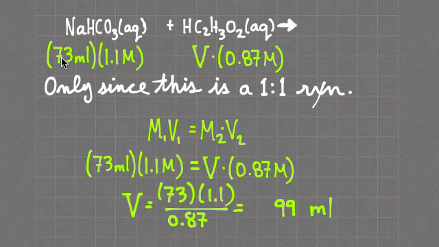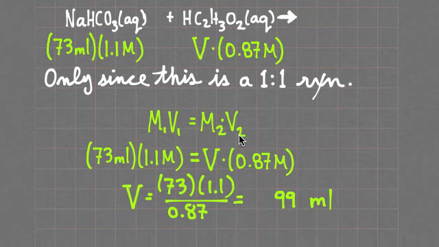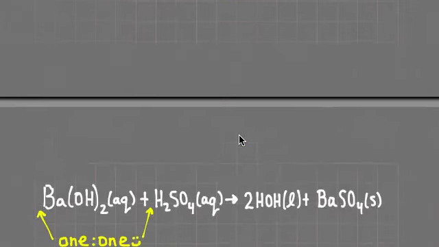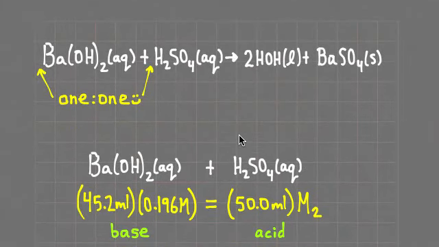So if I have 73 milliliters of that, and I have a concentration of vinegar 0.87 molar, what's the volume of this vinegar that I should use? Well, it's just this one times this one divided by this one. 99, almost 100 milliliters. That's just too simple. Doesn't get any simpler than that.